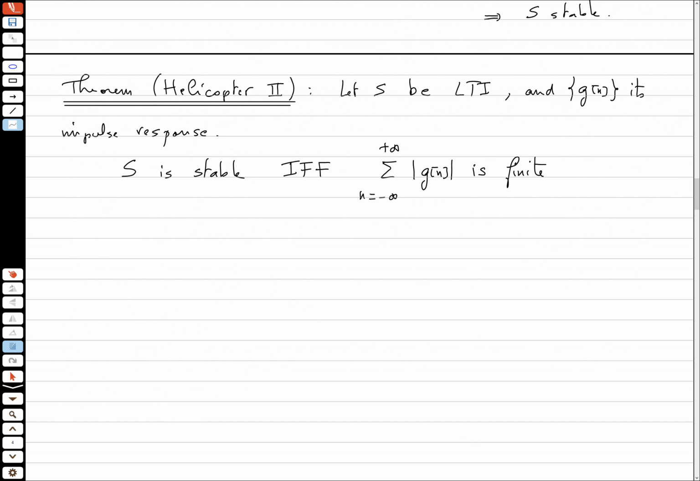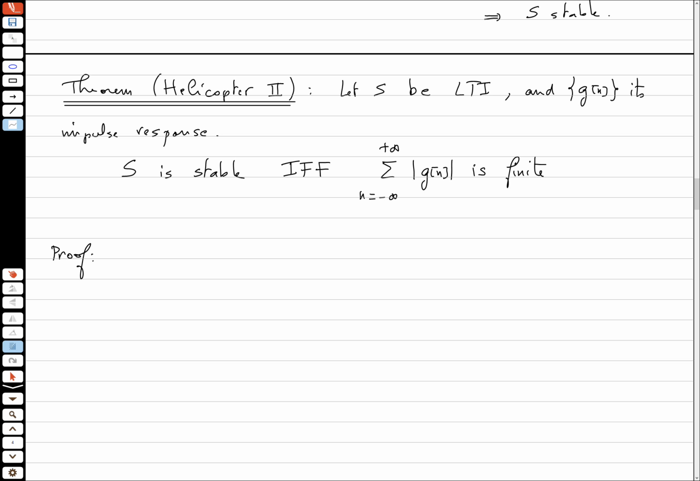That deserves a proof. All right, so the theorem says that to state whether the system is stable or not, you just need to perform the sum of the impulse response in magnitude. If the sum converges, then the system is stable. If it diverges, then the system is not stable. All right, so I'm going to prove that. Okay, so proof.